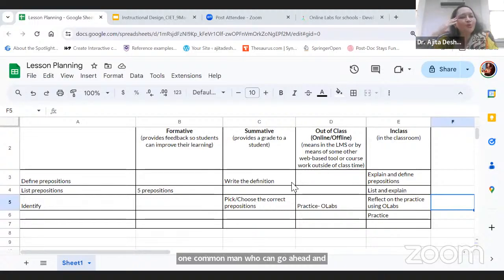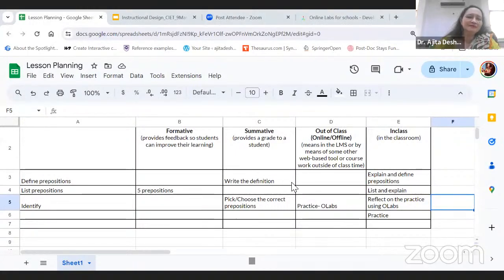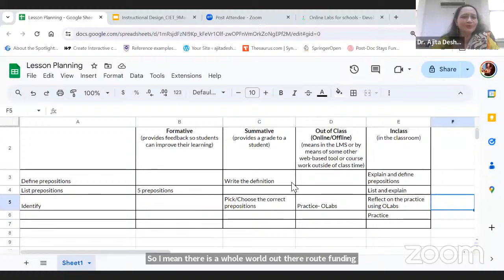And he received so much funding that he put up on his Facebook page, quite a few years ago, that I have received enough funding. My school is now completely done. Please transfer the funding to the other schools which can benefit from this. So I mean, there is a whole world out there. Crowdfunding is there. It is a reality. So those who want to do it will find ways to do it.